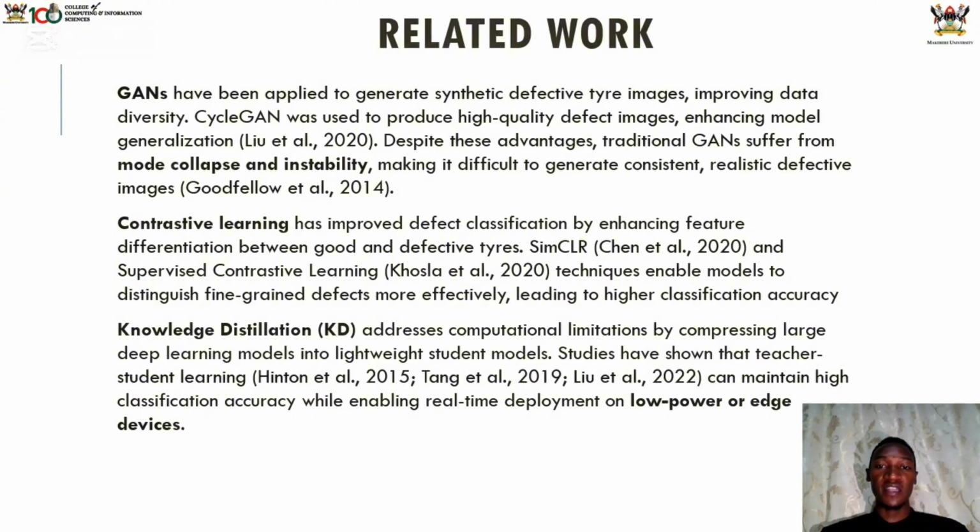Then, contrastive learning. Contrastive learning has improved over time, and it's being used to distinguish between good and defective tires. Some of the research was made by Kostler in 2020. And then distillation was addressing computational limitations by compressing large deep learning models to lightweight models. This research was made by Tang, Hinton, and Louis in different years, as you can see.